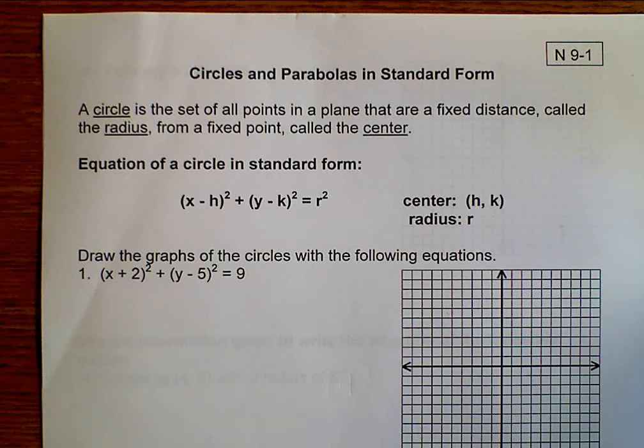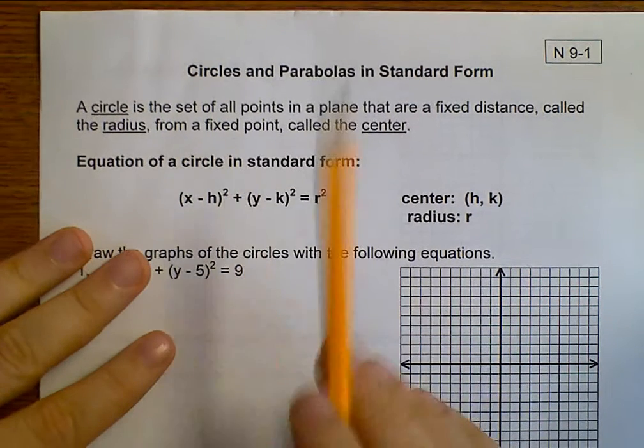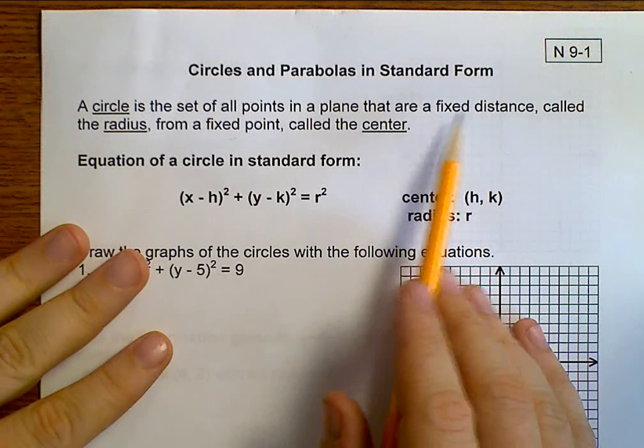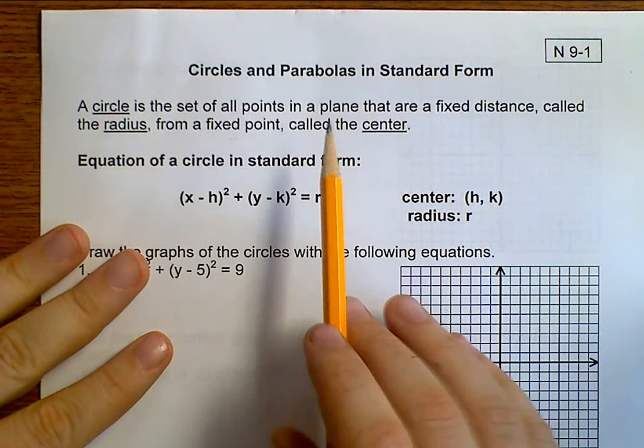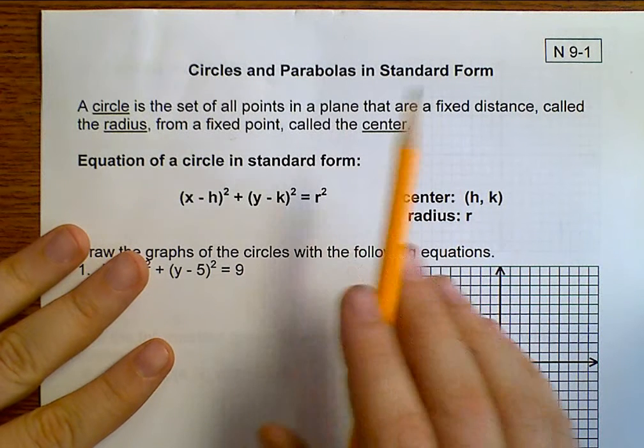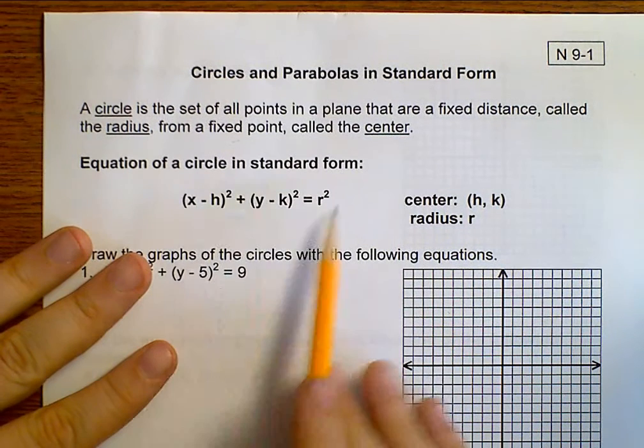Hello, this is Algebra 2, topic 9-1 on circles and parabolas in standard form. First off, we're going to start talking about circles. A circle is a set of all points in a plane that are a fixed distance, called the radius, from a fixed point, which is called the center. And so this is our equation.